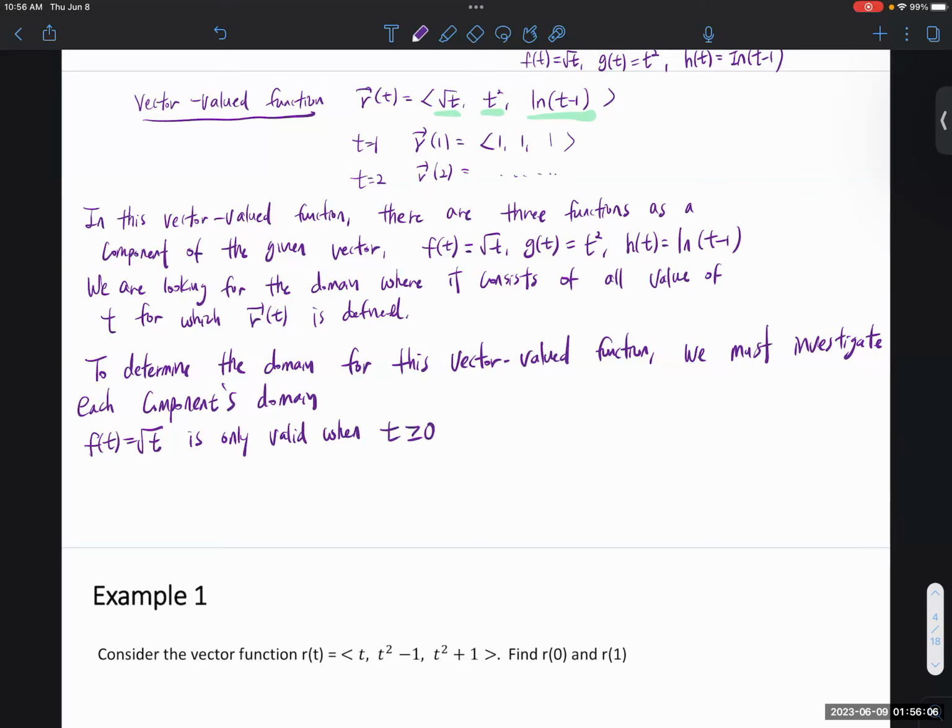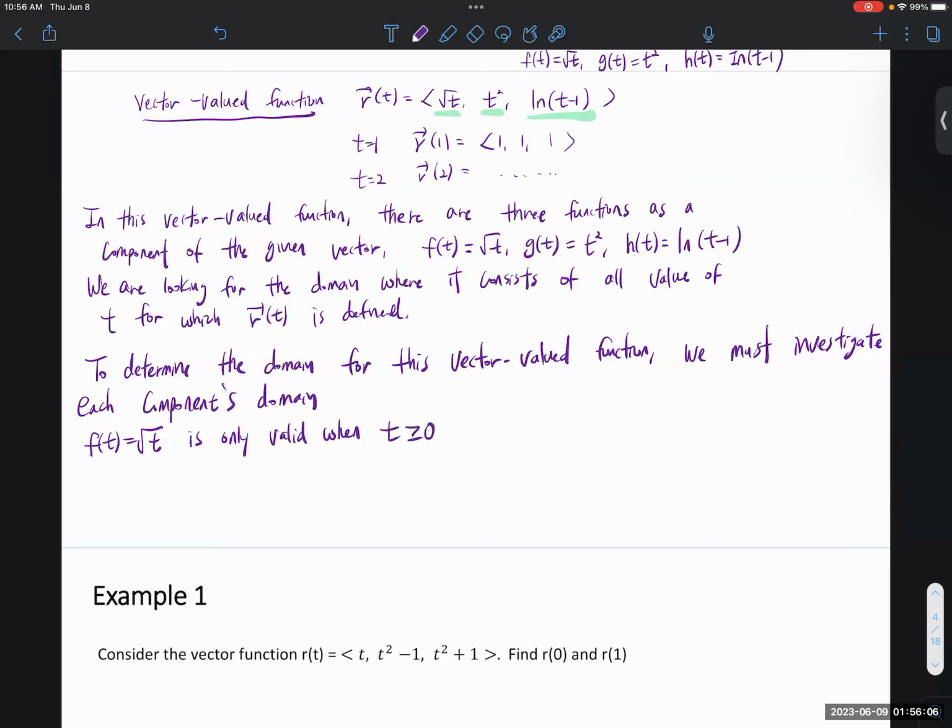So if you're plugging in 3, this is going to be 3 squared, 9, minus 9 plus 4. This is 12 plus 3. So basically you will get 4 and 15. So this is the outcome of this vector value function when t is getting close to 3. Does it make sense? So that's your answer.